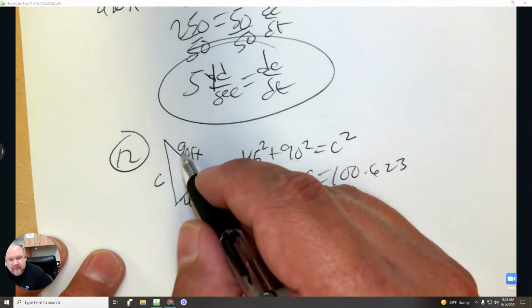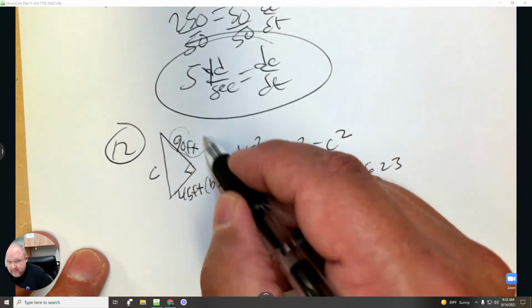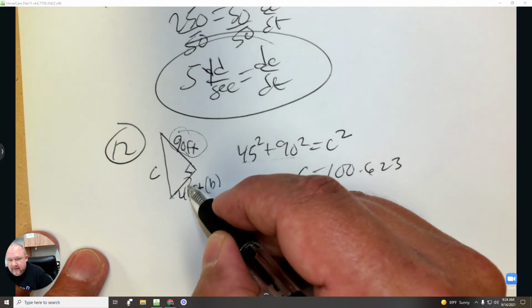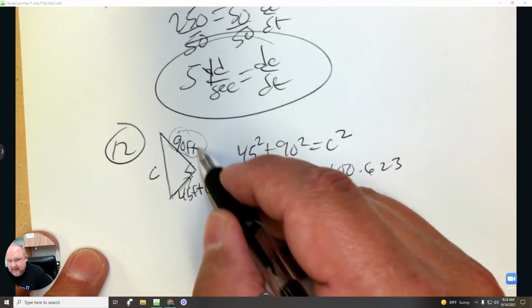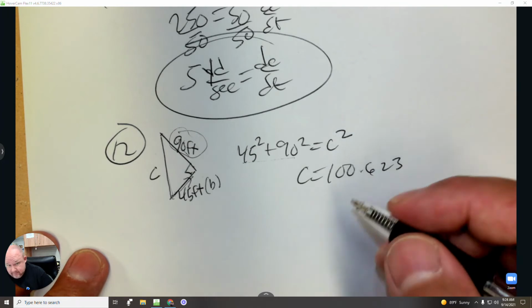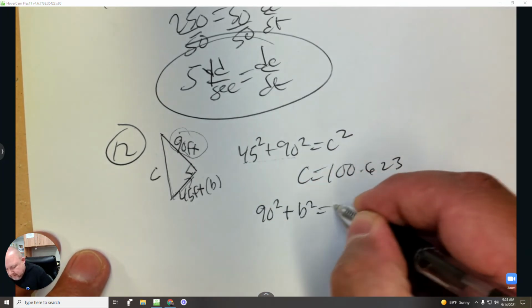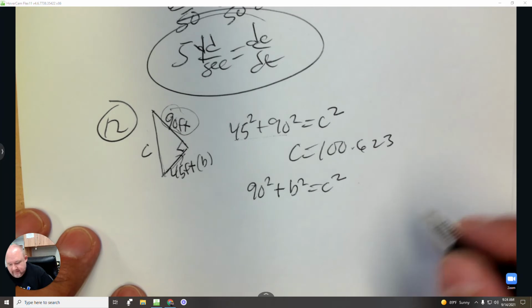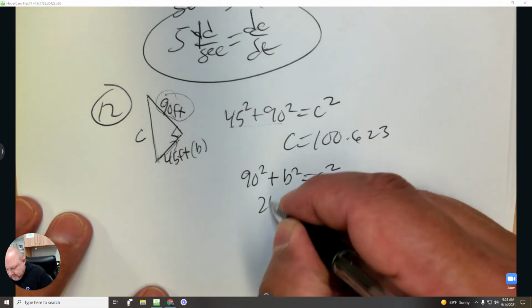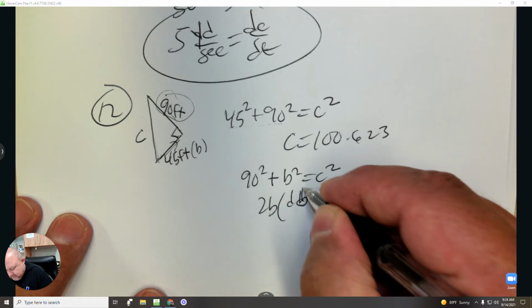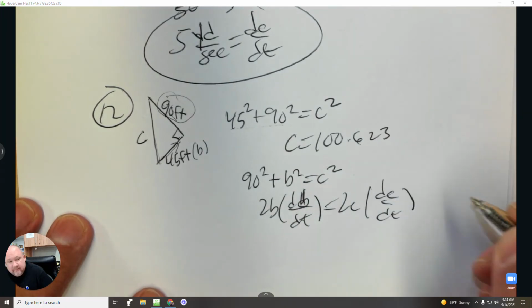So this 90 feet stays the same. This is a constant. So as the base runner is running, this is changing, C is changing, but 90 stays the same. That's important to know, because I can go 90 squared plus B squared equals C squared and take the derivative, and then the derivative of 90 squared is 0. So here's the derivative with respect to time, and then plug in the values.